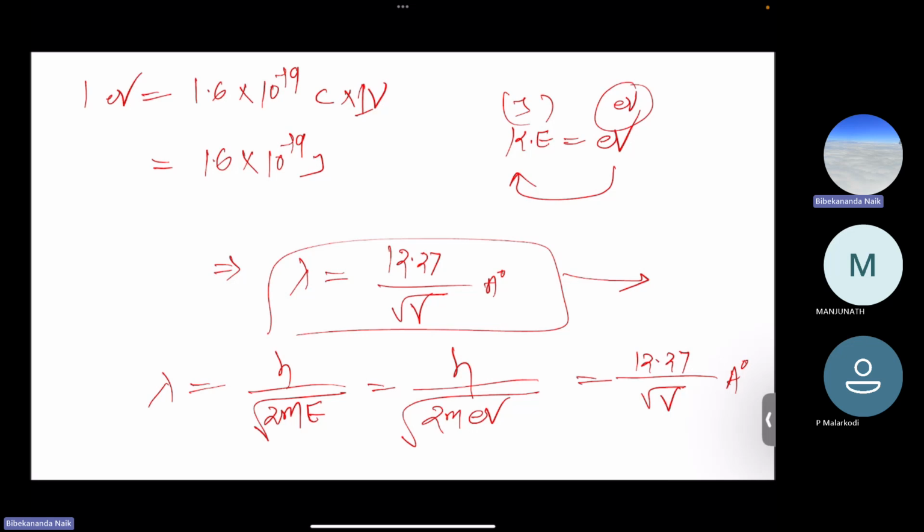So can anyone tell me whether this case is for relativistic motion or non-relativistic motion? Relativistic motion. No. So can anyone tell me, when do we say that the particle is under relativistic motion?